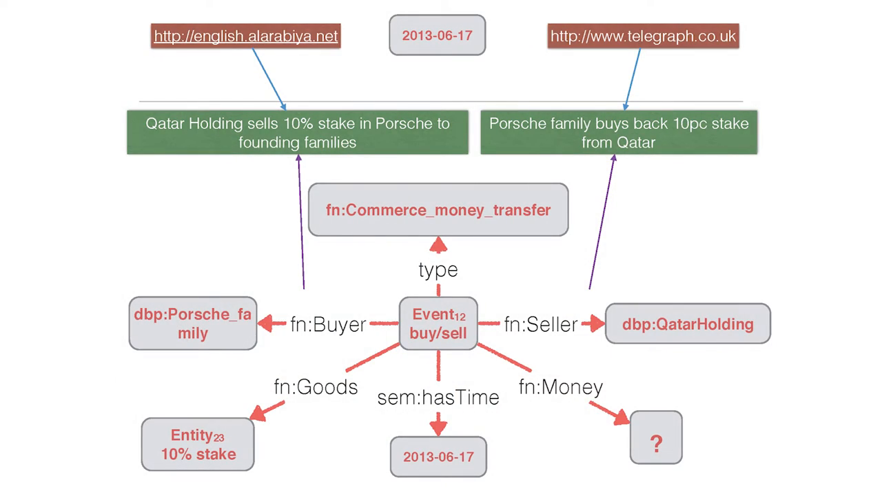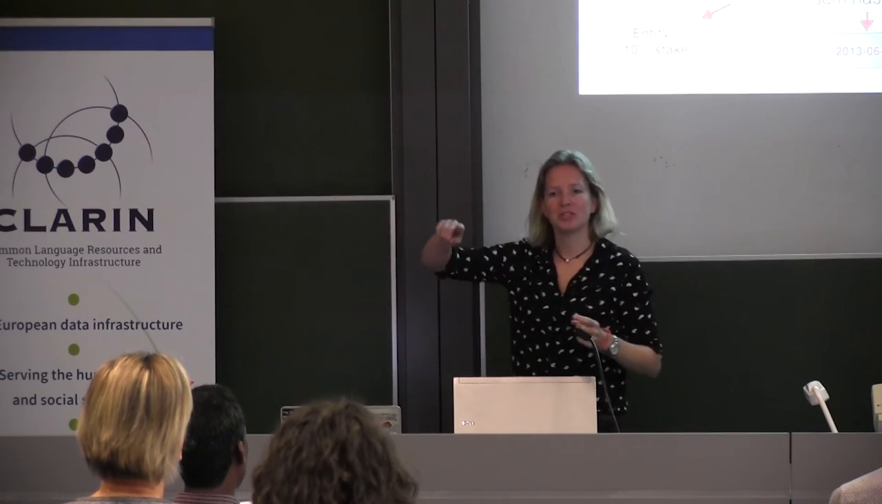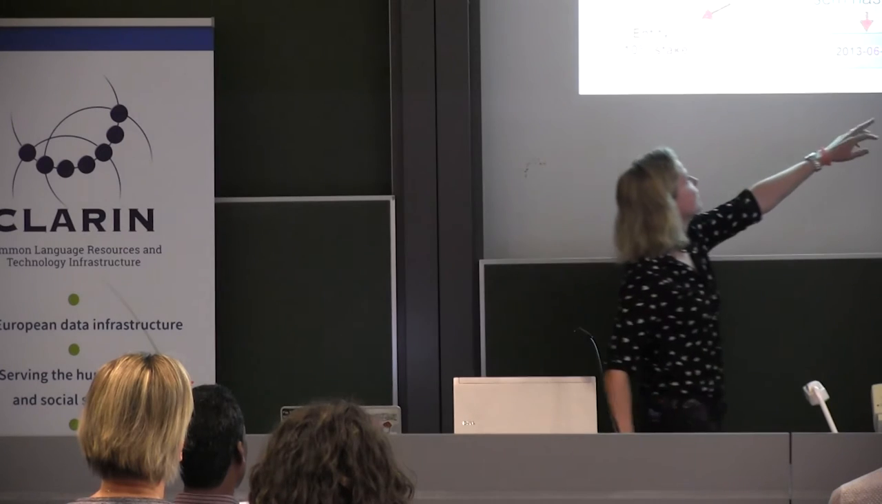This is sort of going back to the example that I showed a little bit before. This is a kind of representation that we get of an event in our system. So there is an event, it's buy/sell, and the buyer is the Porsche family and the seller is Qatar Holding in this case. There's some goods transferred, a 10% stake being transferred, and there's a timestamp. They don't mention money in either of these articles, so how much money did the Porsche family pay for this? If a new article comes in at a later point in time, we can update this and add this information.